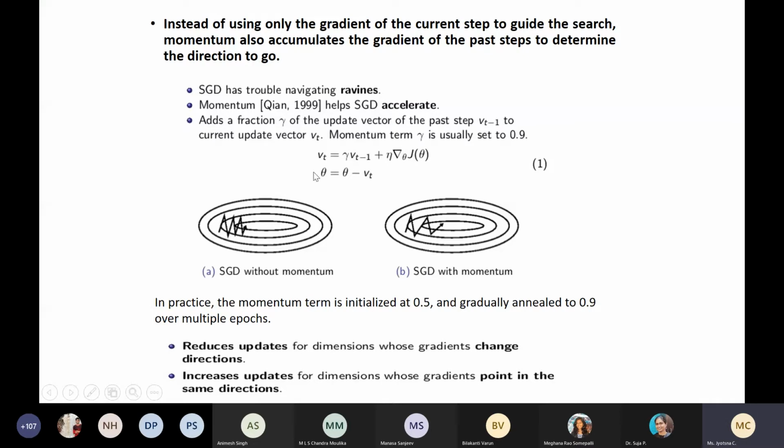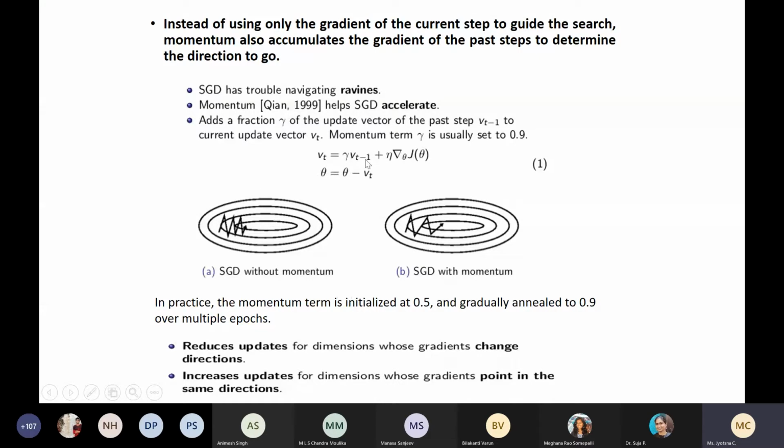So previously the formula was theta is equal to theta minus this term, that is learning rate into gradient. Instead of that, it is changed to Vt. So what is that Vt? The old Vt is multiplied with this gamma, that is the momentum term, plus the previous term, that is learning rate into gradient. So not only considering the learning rate into gradient, it is considering the previous gradient also. That's why this gamma into Vt minus 1.